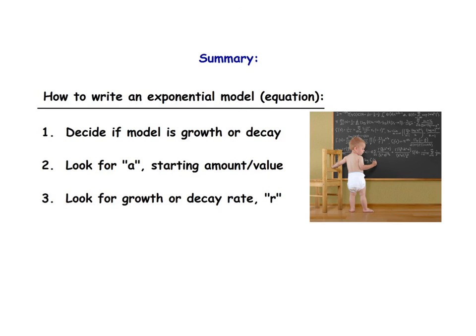All right, so here's your review from Algebra 1, how to write an exponential model. First of all, decide if the model is growth or decay. Most of the time, these are going to be word problems. And so you're going to have to decide, is it growth or decay? You need to look for your starting amount or your starting value. And then you need to find the rate that we're calling this R. And then you simply substitute it into the correct formula.